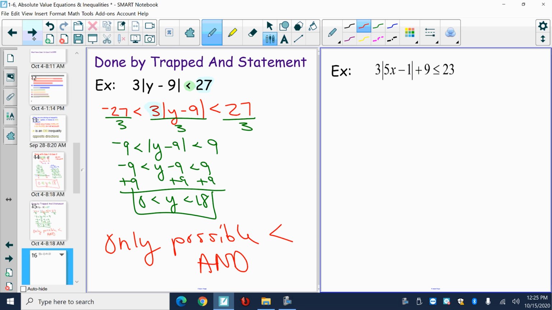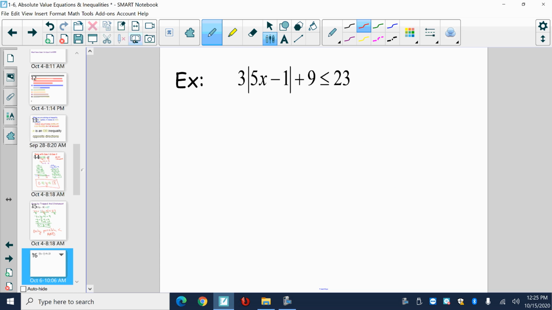So we're going to go ahead and go to the next thing. Okay? Very first thing I notice is that it's a less than or equal to symbol. Then I'm going to say, okay, I need to isolate. So how do I isolate? I'm going to subtract 9.